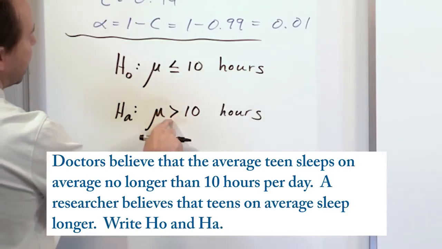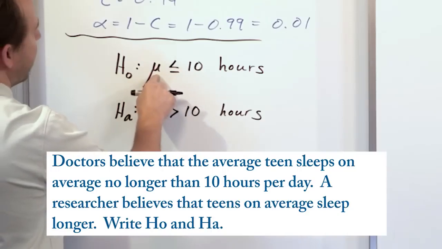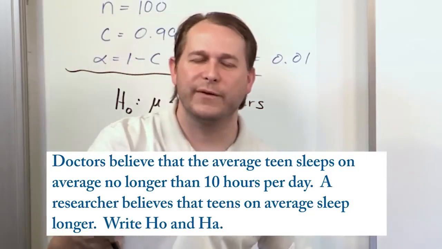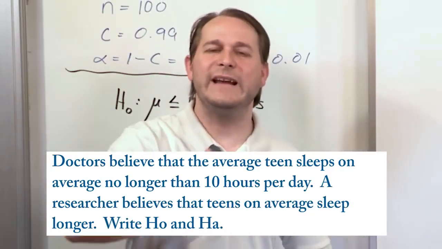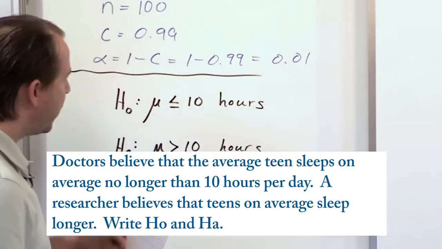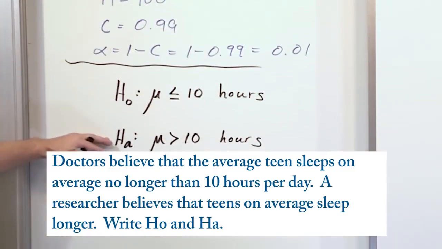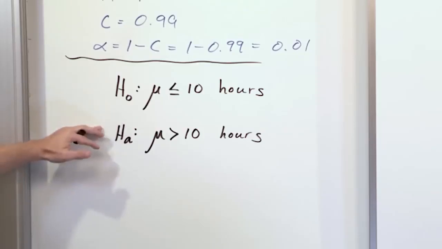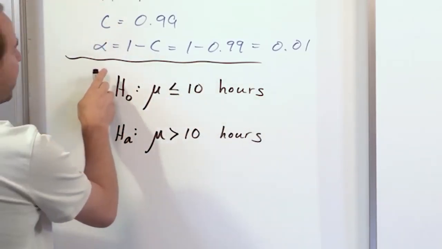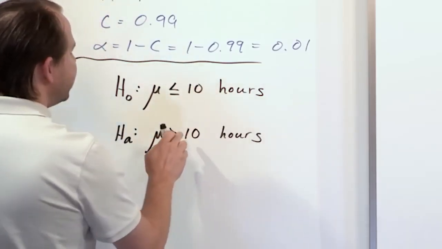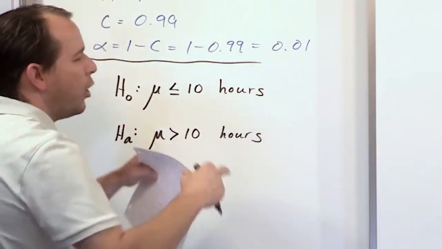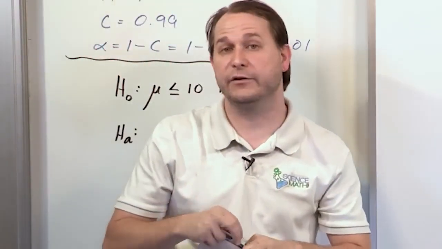Notice there's no equal sign here because the equal sign was in the null hypothesis. So this would be 10.1, 10.2, 10.3 hours, 11 hours, 12 hours, anything greater than 10, and exactly 10 is included in the null. Also notice that the null and the alternate hypothesis are mathematical opposites of one another. The first hypothesis includes every number up to and including 10. The second includes all numbers beyond 10. So together they include basically all possible answers for how many hours a teen could possibly sleep.